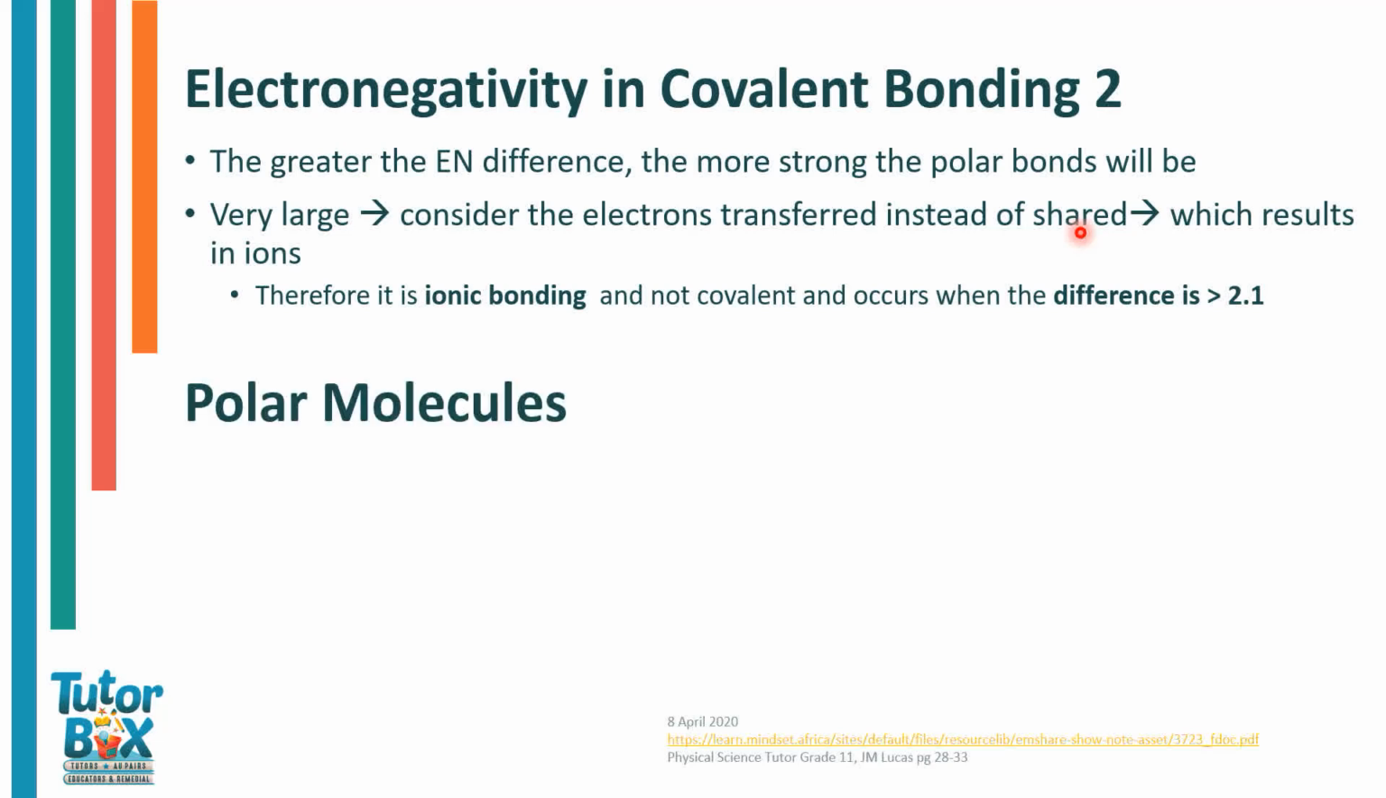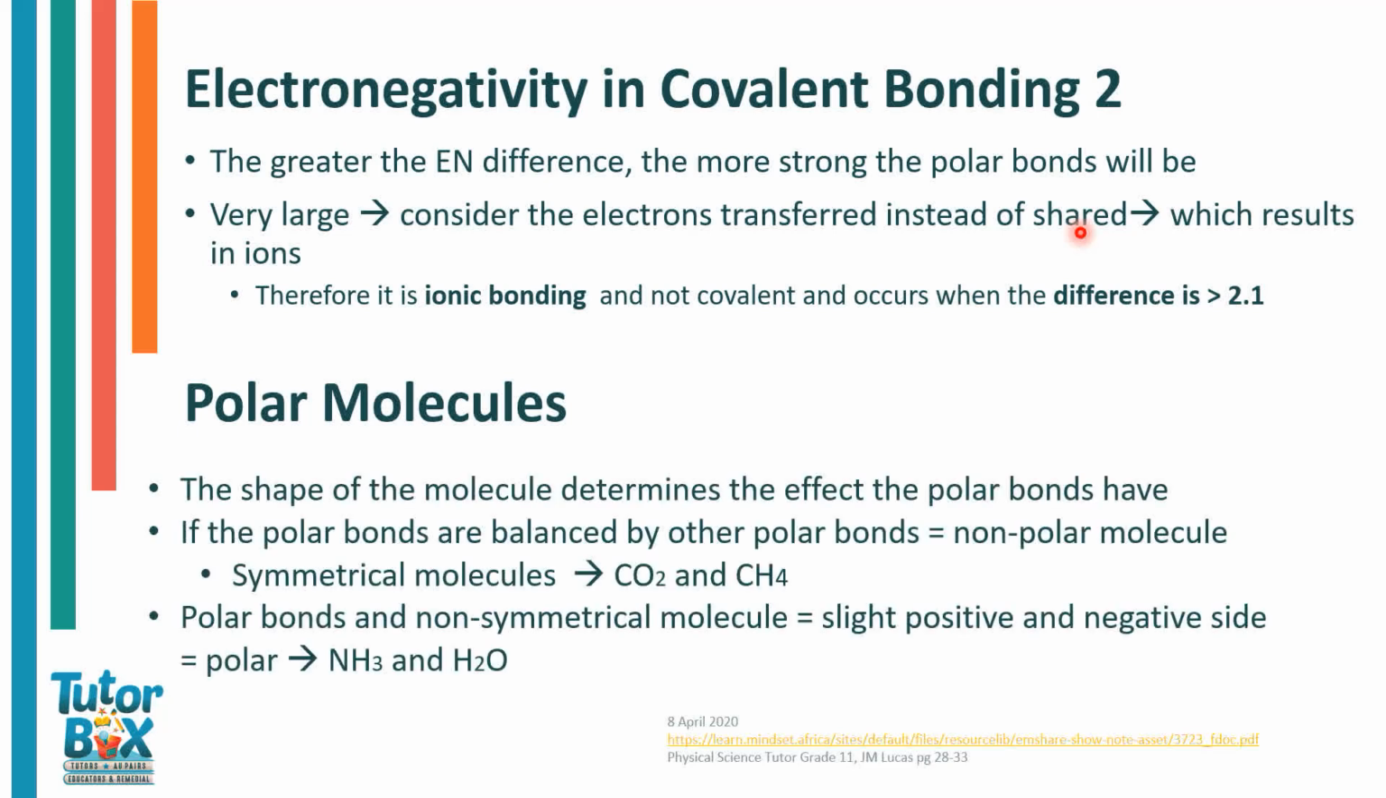Leading on from electronegativity, we're going to deal with polar molecules. The shape of the molecule determines the effect the polar bonds have. So if the polar bonds are balanced by other polar bonds, then it's going to be a non-polar molecule. This will be seen in symmetrical molecules like CO2 and CH4. However, if there are polar bonds and it is a non-symmetrical molecule, you will have a slight positive and slight negative side in the molecule, and so you will get a polar molecule, such as NH3 and H2O.